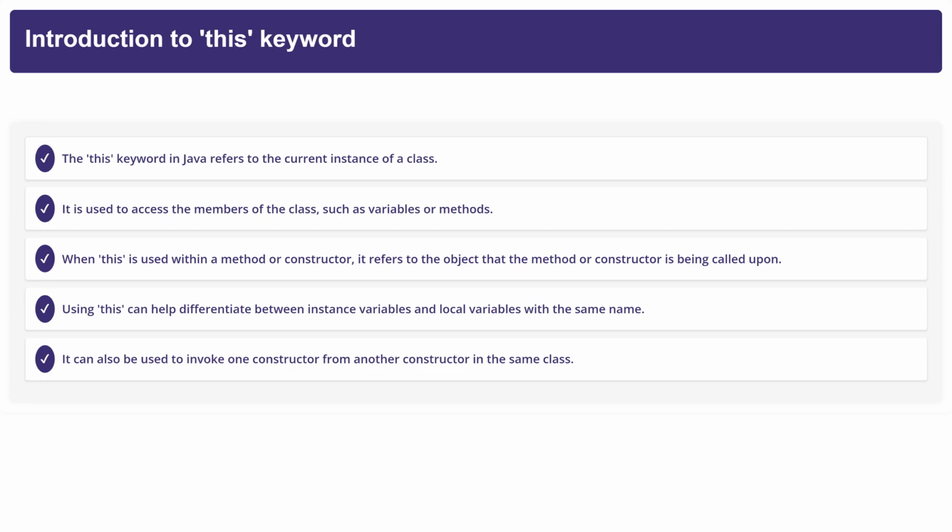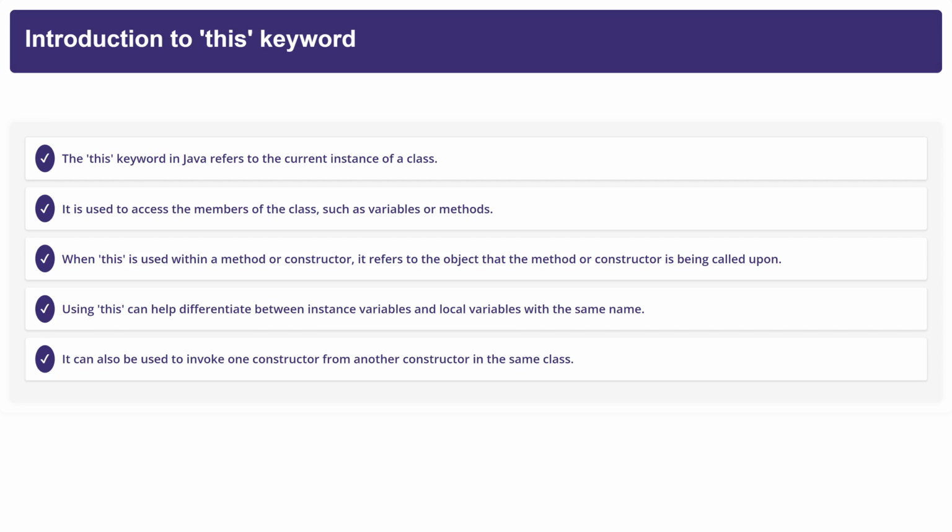The this keyword in Java refers to the current instance of a class. It is used to access the members of the class, such as variables or methods. When this is used within a method or constructor, it refers to the object that the method or constructor is being called upon. Using this can help differentiate between instance variables and local variables with the same name.